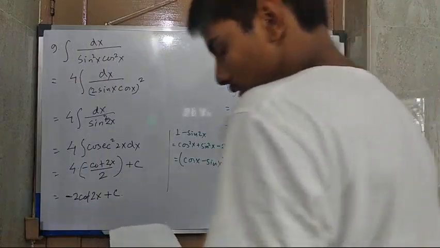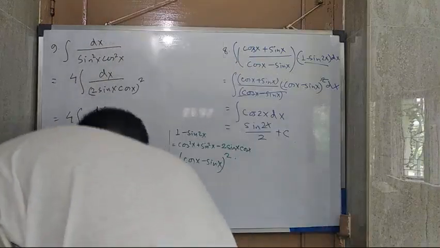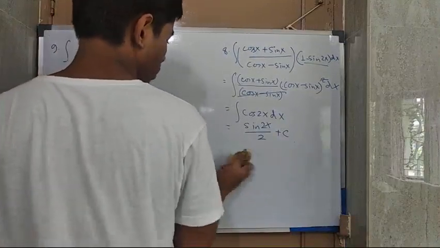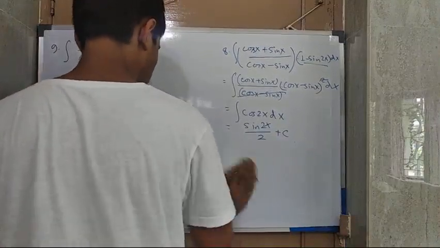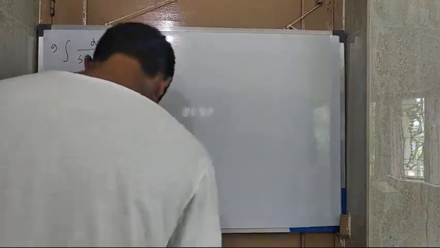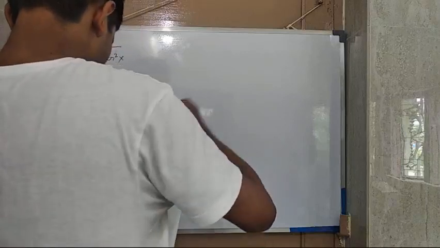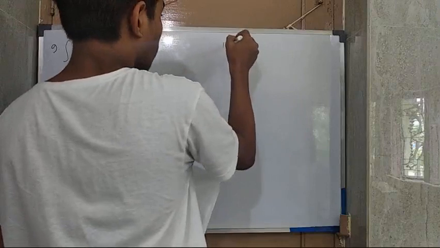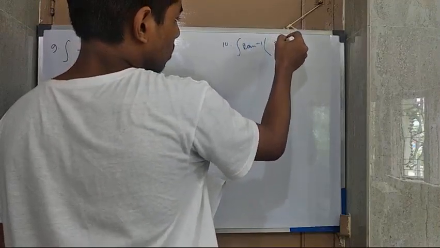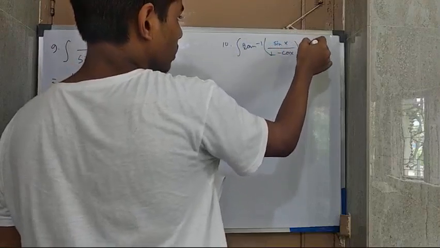Now let's proceed for the 10th question. The 10th question is integral tan inverse of sin x by 1 minus cos x dx.